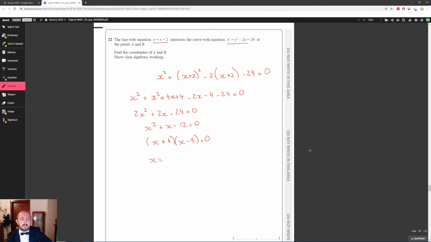So our two x values that we need are x equals 3 and x equals negative 4, and our y value is x plus 2, so that's going to be 5 and negative 2. So the coordinates of A and B are 3, 5 and negative 4, negative 2.